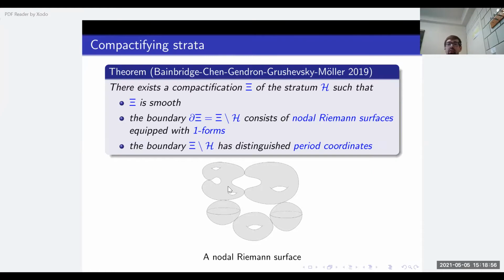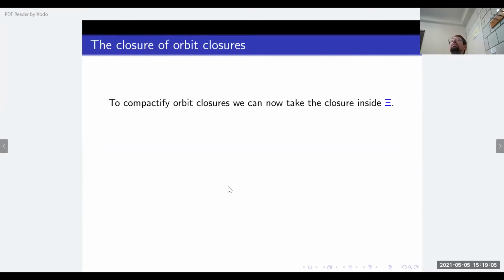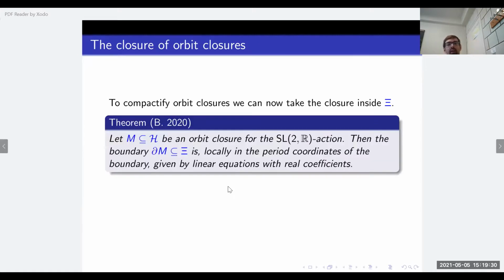Now what I can do is take my orbital closure, which lives inside the stratum, and the stratum we have now compactified by the space psi. So we can compactify our orbital closures by simply taking the closure of those inside this compactification psi. You take the closure inside a compact space, so this is now compact. This is a very naive way of compactifying these orbital closures. So what can we say about the structure of the closures of those orbital closures?